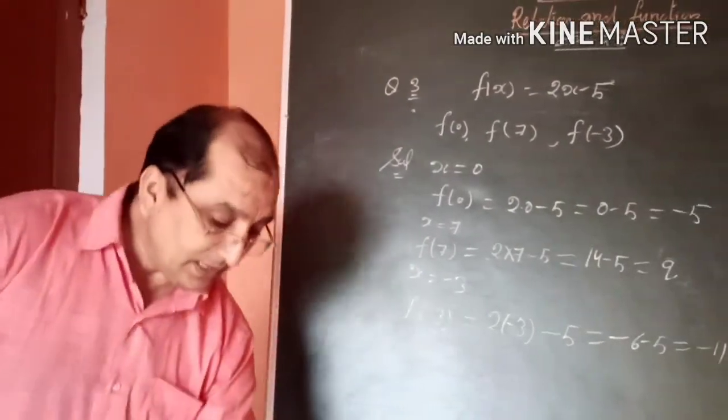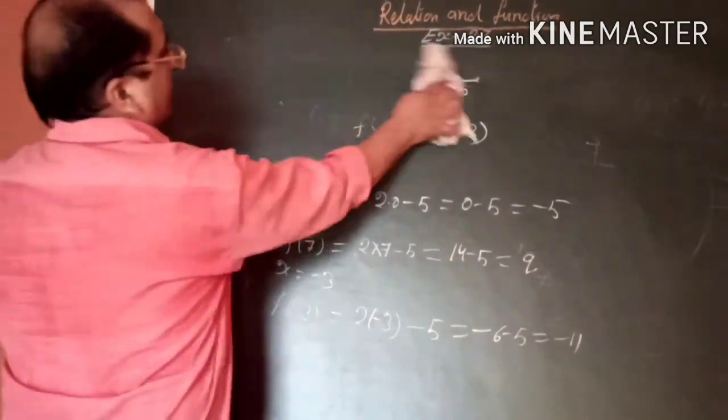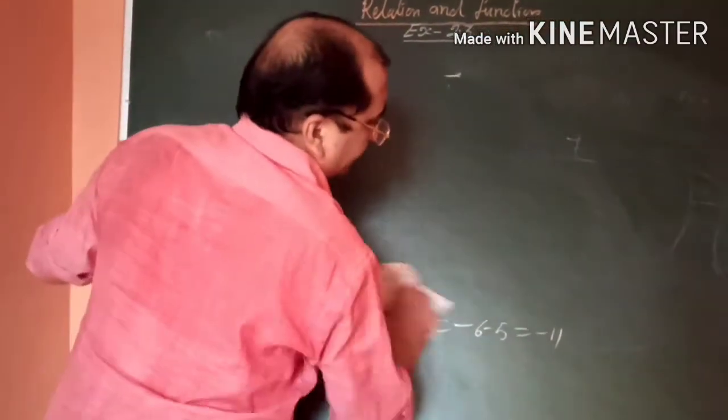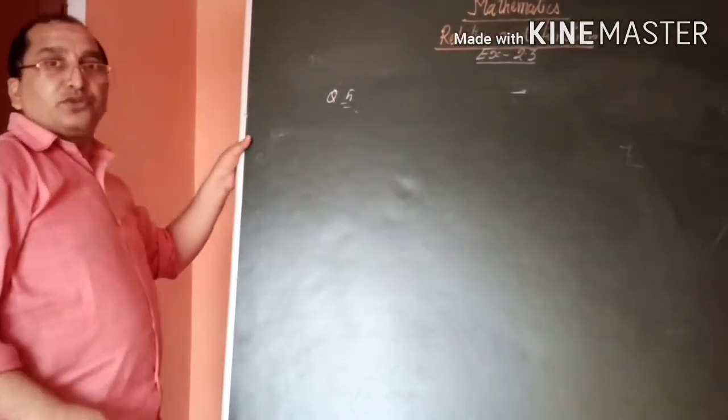And the same way we can solve question number 4. This is very simple. You can solve question number 4. I am not solving question number 4. Very simple. And come to question number 5. At least one question you should try to solve.